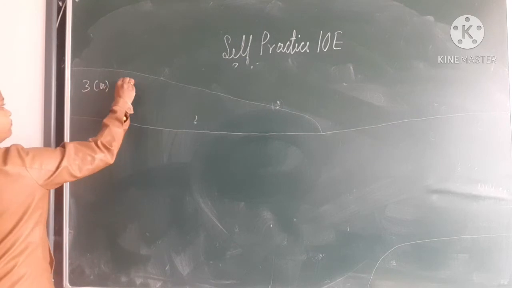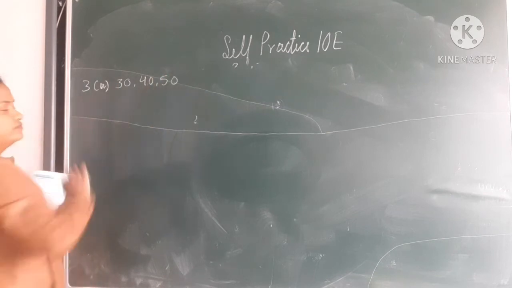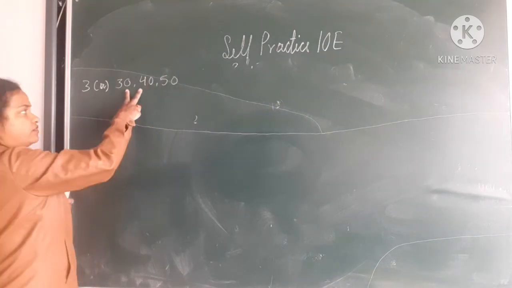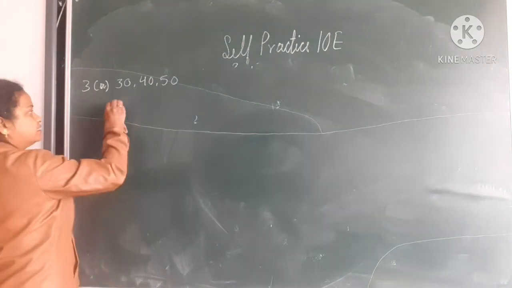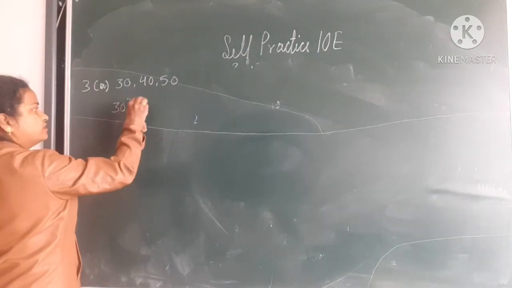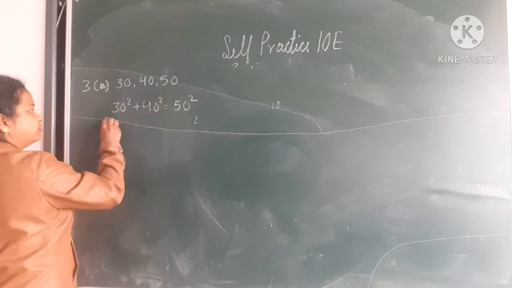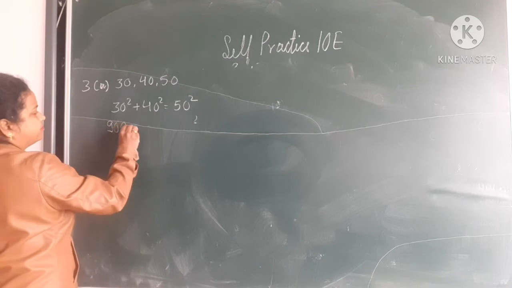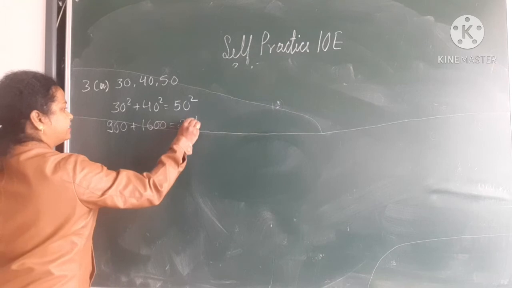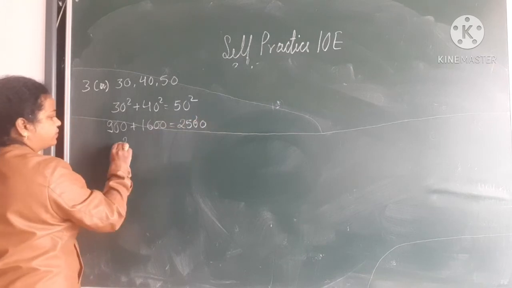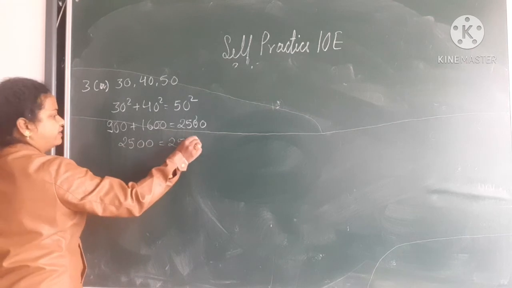30, 40 and 50. So how will you check? The sum of the squares of these two should be the square of this number. So 30 square plus 40 square should be equal to 50 square. That is 900 plus 1600, and this is 2500. So both sides you get 2500.